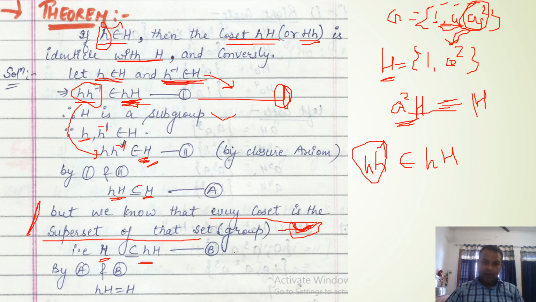Equation number 1 and equation number 2, these are in contradiction to each other. In equation A, we are saying that hH is a subset of H, while in the second equation we are saying that H is a subset of hH, which is only possible if H and hH are equivalent or identical. So we can say that hH will be equal to H.